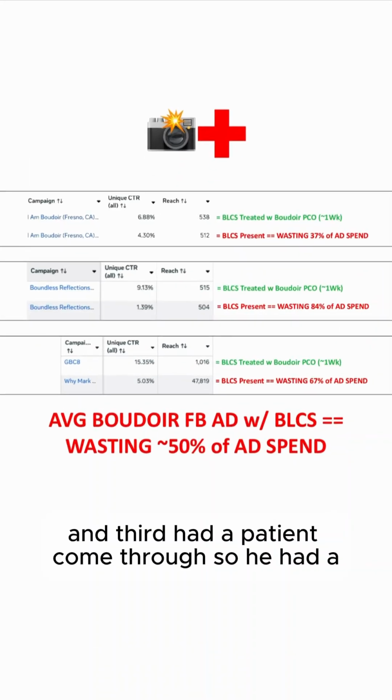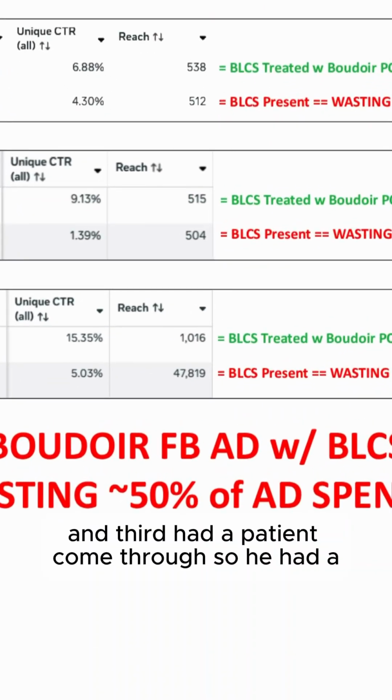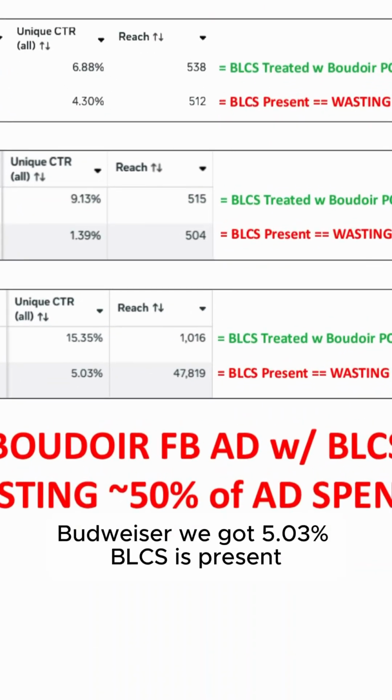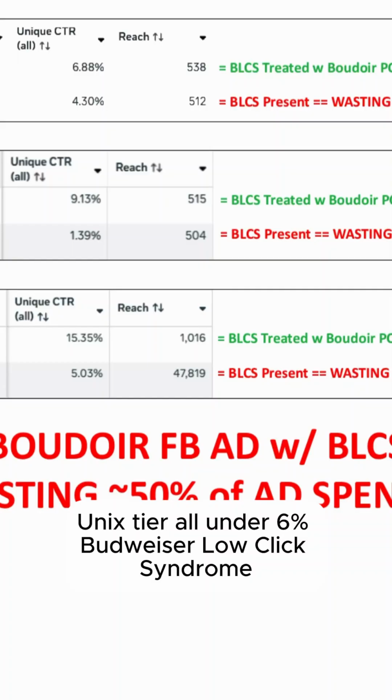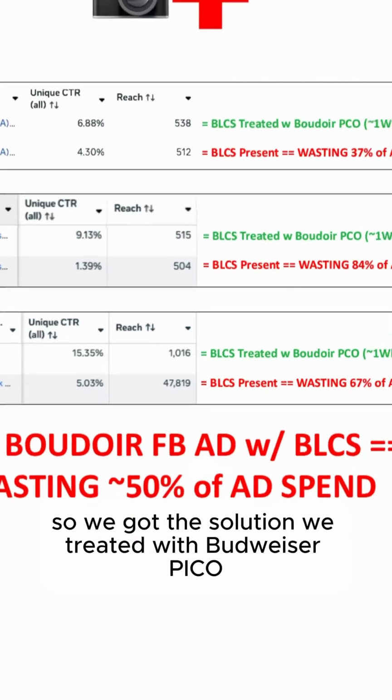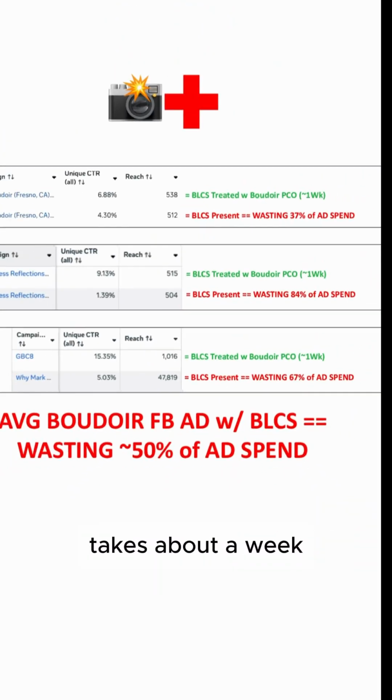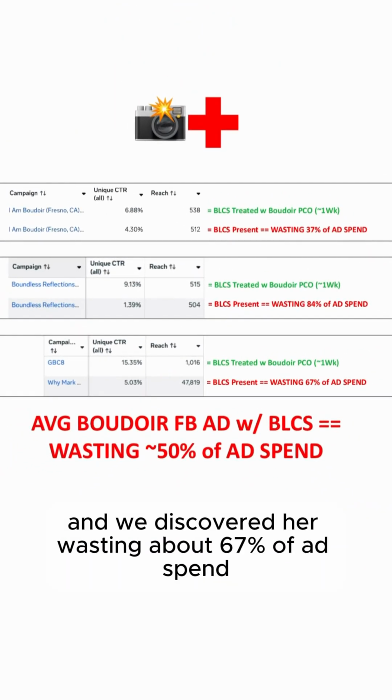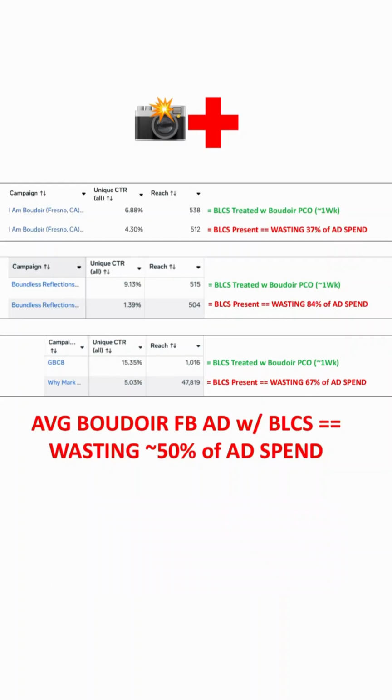And third, had a patient come through. He had a Boudoir Facebook ad with 5.03%, BLCS is present, unique CTR under 6%, Boudoir low click syndrome. So we got the solution. We treated with Boudoir Pico, takes about a week, and we discovered he was wasting about 67% of ad spend on that original ad.